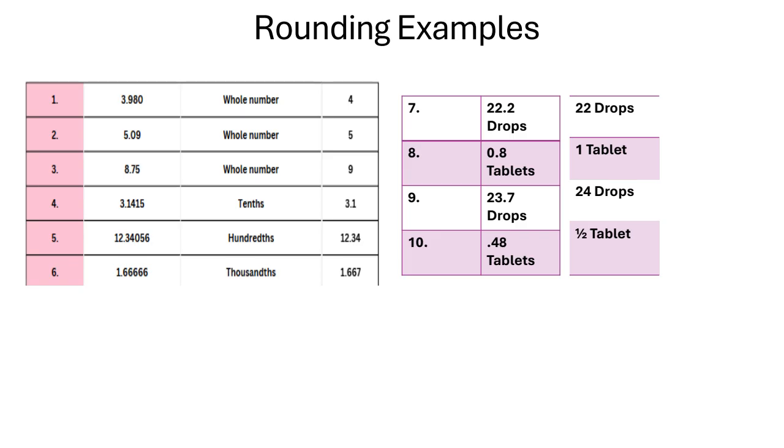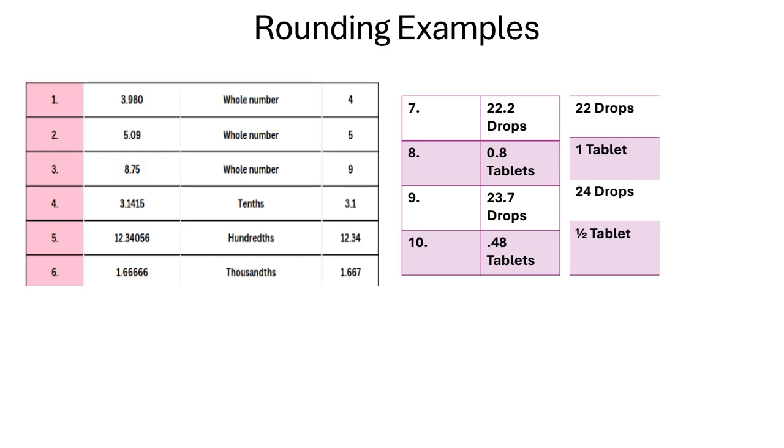So for example, on here, some rounding examples. On one, we have rounding to a whole number, 3.980. If you want to round it to a whole number, I'll give you 4. 5.09, you want to round it to a whole number, I'll give you 5. Same for 8.75. Notice how the rule of numbers greater than 5 is going to affect here. 8.75 will round up to 9.